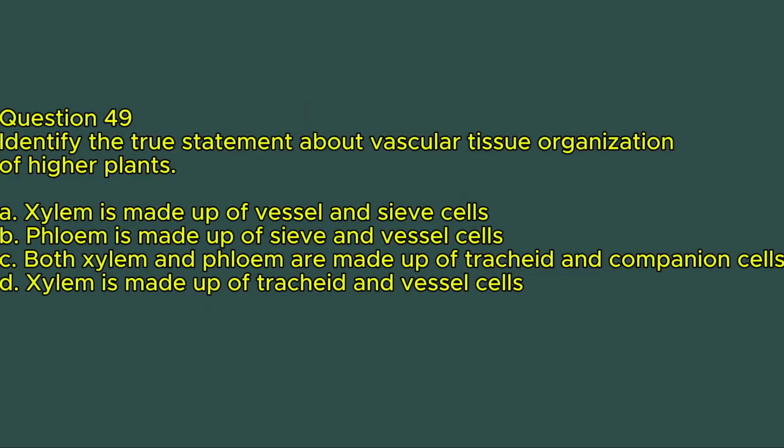Question 49. Identify the true statement about vascular tissue organization of higher plants. A. Xylem is made up of vessel and sieve cells. B. Phloem is made up of sieve and vessel cells. C. Both xylem and phloem are made up of tracheid and companion cells. D. Xylem is made up of tracheid and vessel cells.